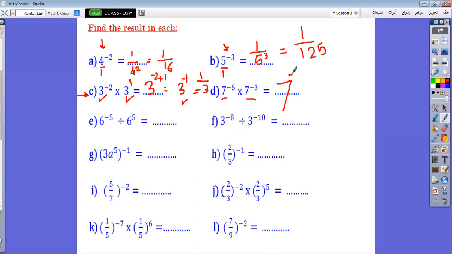So it will be 7 power negative 6 plus negative 3. So the answer will be 7 power negative 6 minus 3, which equals negative 9. So the final answer is 7 power negative 9. I want the negative power to be a positive power, so it will be 1 over 7 power 9. Excellent.